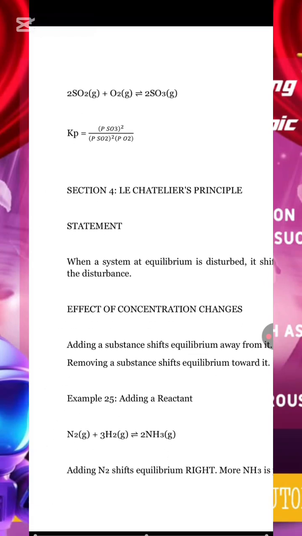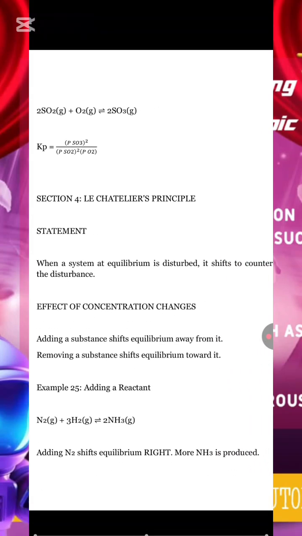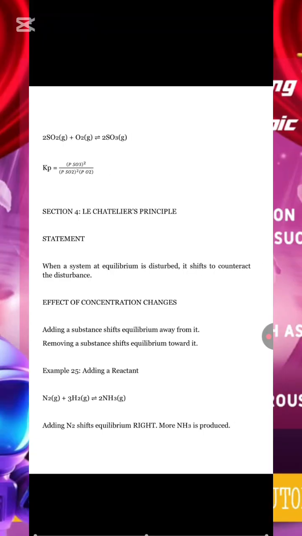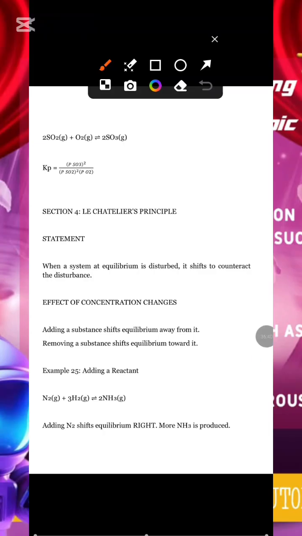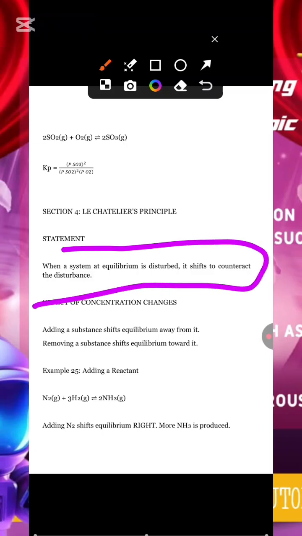Now let's go back to section 4, which is Le Chatelier's principle. This is the aspect of this topic that mainly draws attention. This principle was stated by Le Chatelier, and the principle says that when a system at equilibrium is disturbed, it shifts to counteract the disturbance.